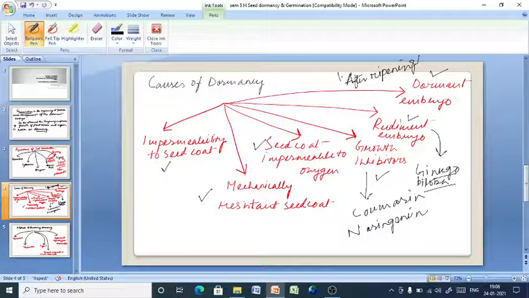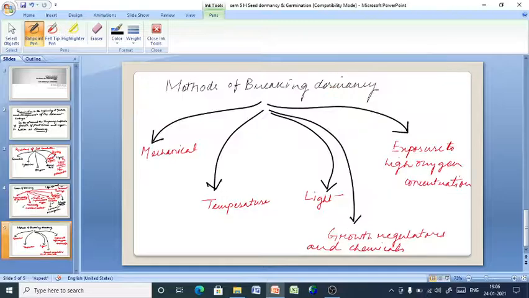Now, there are some methods by which we can break dormancy. What are the methods? First one is known as mechanical, second one is a temperature regulated mechanism, third one is light, fourth one growth regulators and various other chemicals which can break the seed dormancy. And finally, the exposure to high oxygen concentration. This is also helpful if we want to break the seed dormancy.